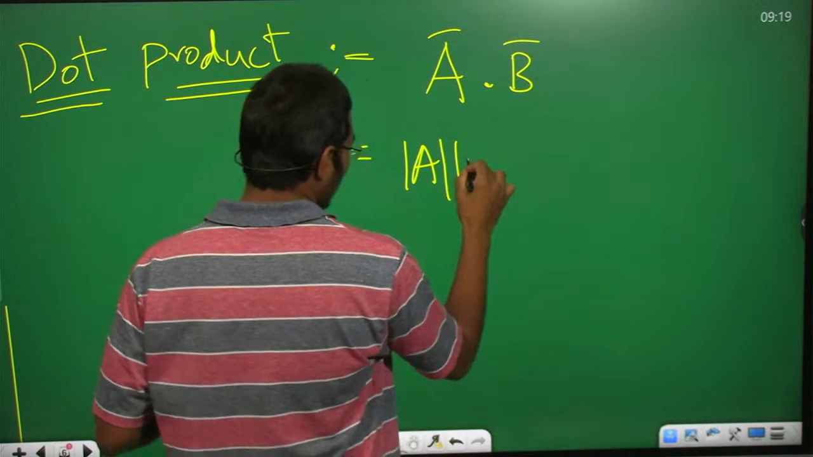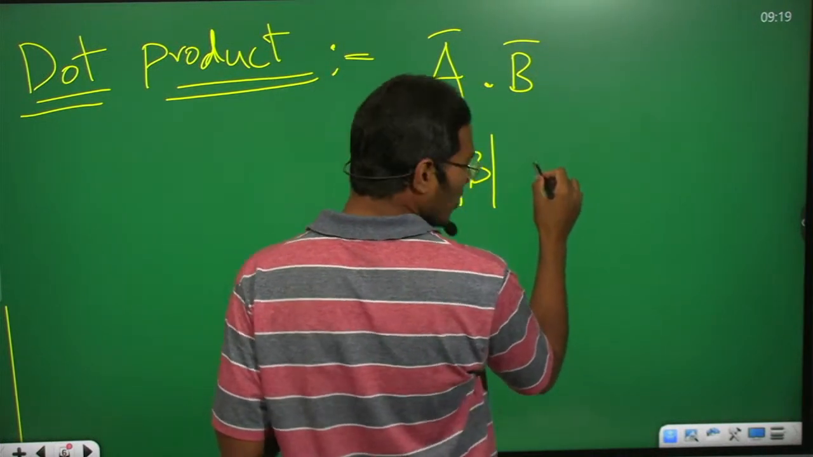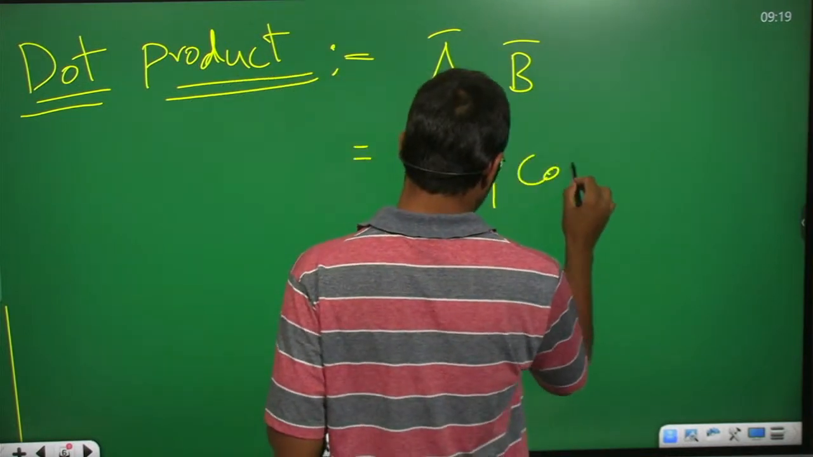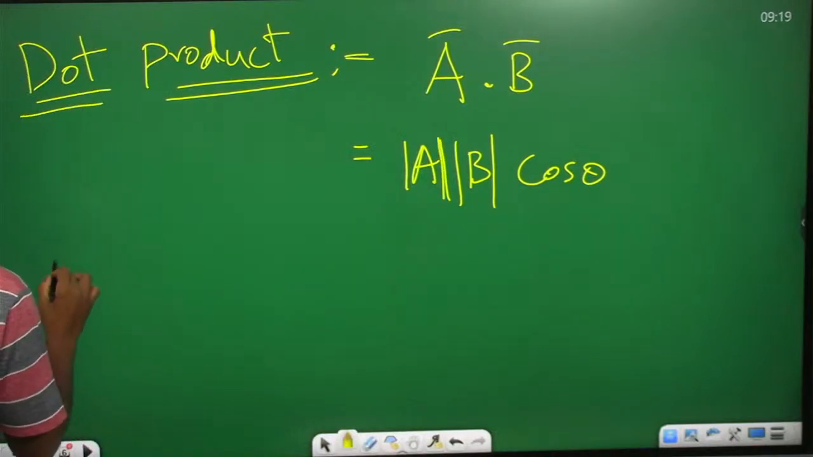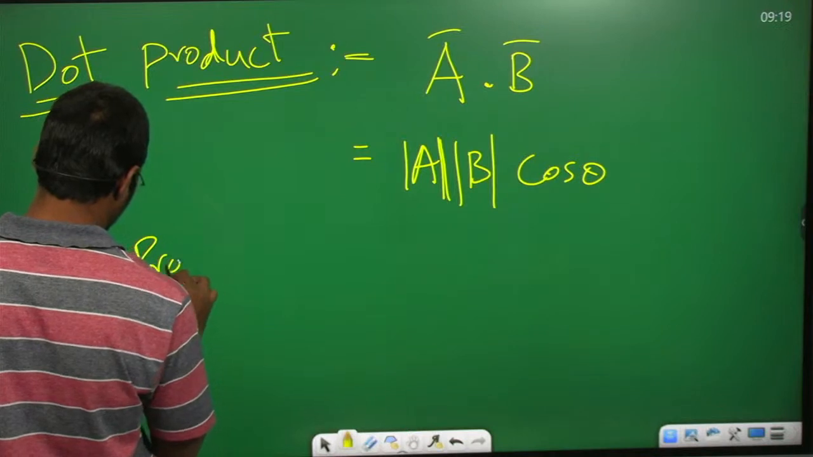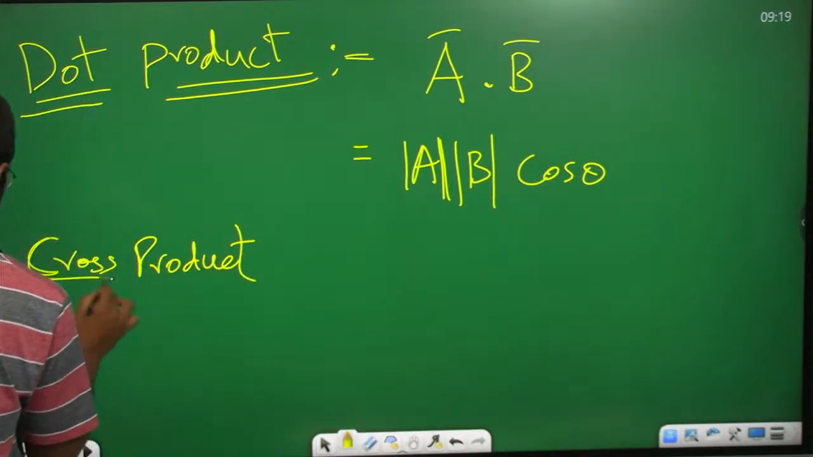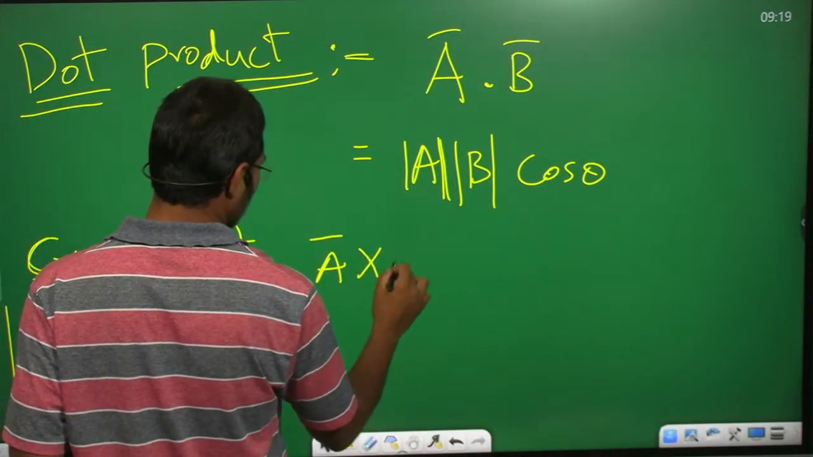Mod A, mod B. So how do you represent the cross product? A bar cross B bar.